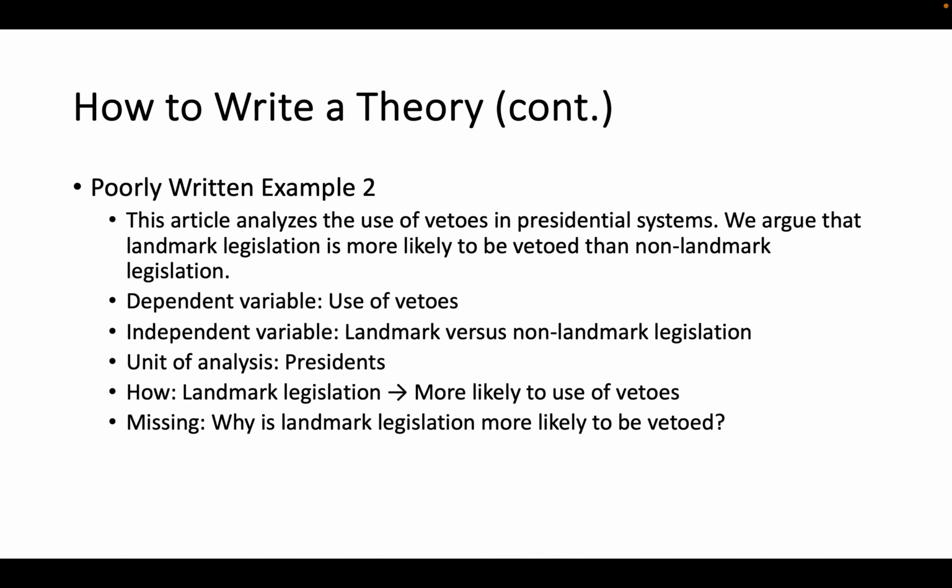Let's do a second poorly written example. This article analyzes the use of vetoes in presidential systems. We argue that landmark legislation is more likely to be vetoed than non-landmark legislation. So the dependent variable is the use of vetoes. The independent variable is landmark versus non-landmark legislation.